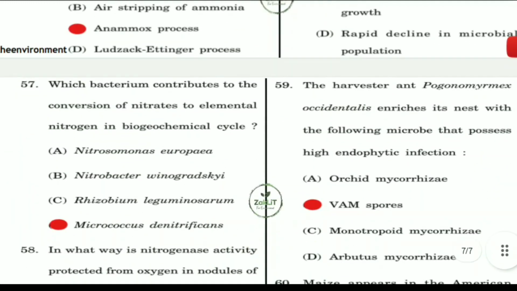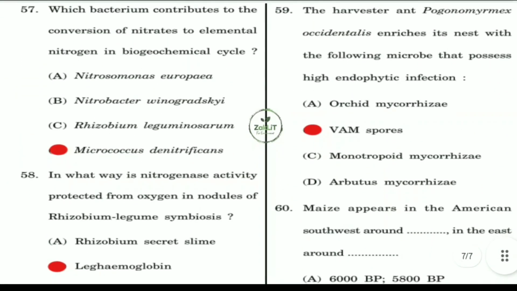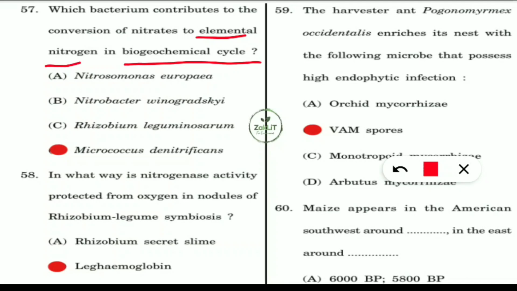Let's move on to the next set of questions. Next set of questions on your screen. Which bacterium contributes to the conversion of nitrates to the elemental nitrogen in biochemical cycle? This is one of the very frequently asked topics. In every exam it is asked, the nitrogen cycle. A proper video is already made. You can check the link given in the I button so that you will be able to know it simply. And the correct option is option D, Micrococcus denitrificans. They convert the nitrates to the elemental nitrogen in the nitrogen cycle.